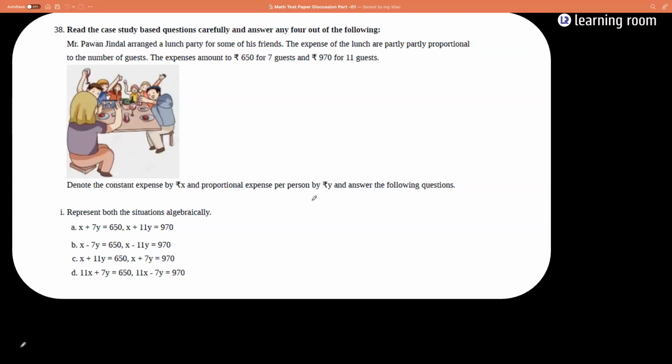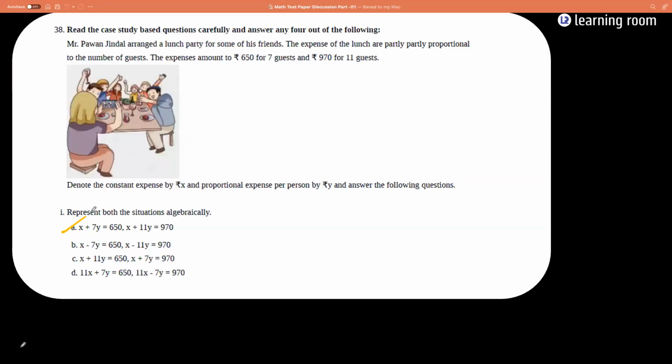Mr. Pawan Jindal arranged a lunch party for some of his friends. The expenses of the lunch are partly fixed and partly proportional to the number of guests. The expenses amount to rupees 650 for 7 guests and 970 for 11 guests. Denote the fixed expense by x and the proportional expense per person by y. How to solve this? So x plus 7y equal to 650 and x plus 11y equal to 970. So what is the option? A.